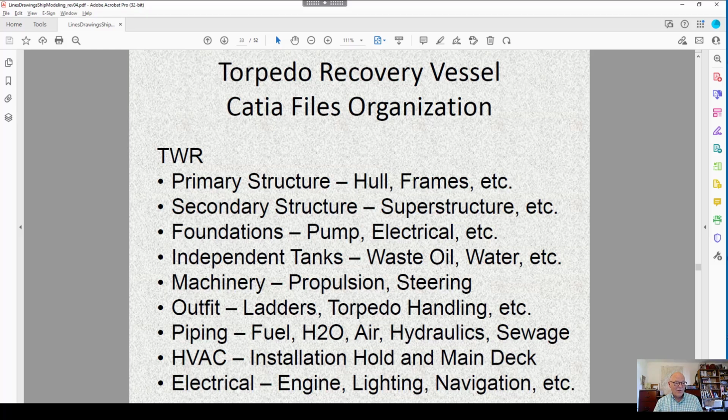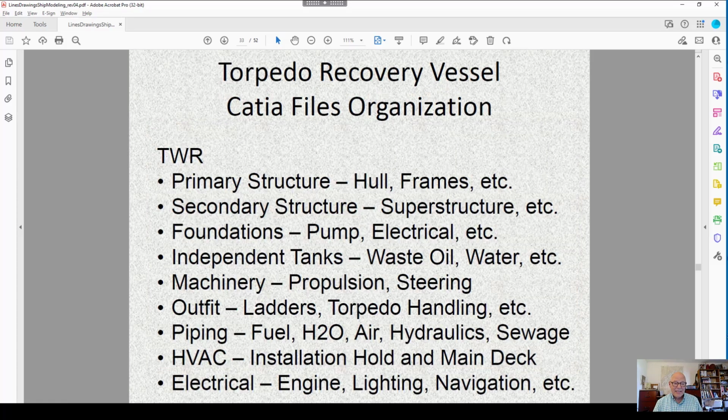But the overall larger categories are primary structure, the hull, the frames, etc. Secondary structure, the superstructure, the parts that go on top of the decks. Foundations are things that hold things like large pumps, electrical devices. Tanks carry water, waste oil, that kind of thing. Machinery is all about propulsion, so the rudder, the prop, the engines, the motors, whatever's driving this thing.